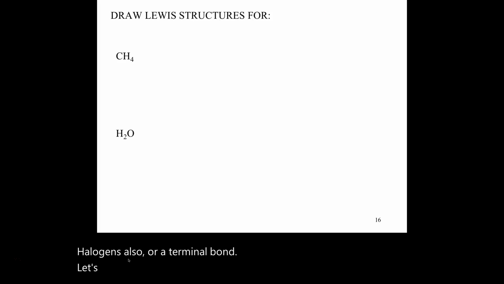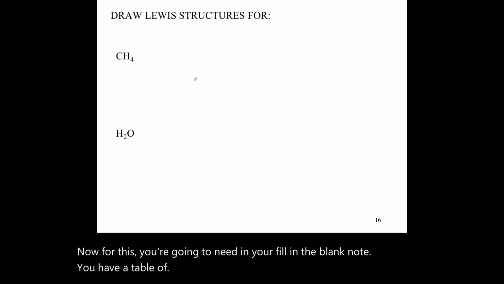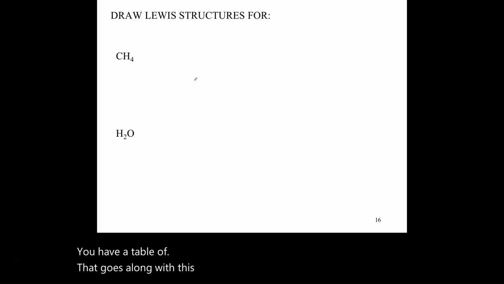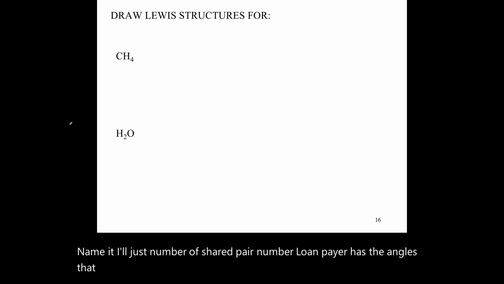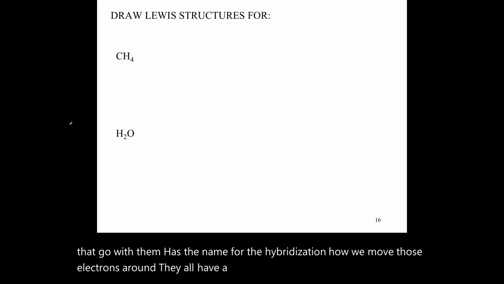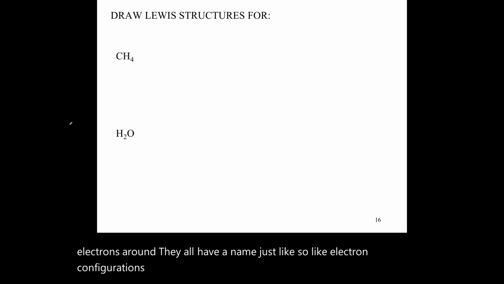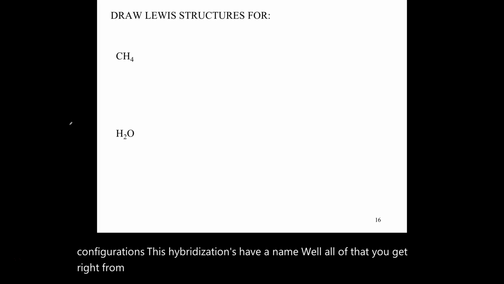So, let's try a couple of these. Now, for this, you're going to need, in your fill-in-the-blank notes, a table that goes along with this. It's up in the notes, a couple of pages in. It's the VSEPR table. It has the names of the geometries, the number of shared pair, the number of lone pair, the angles that go with them, and the name for the hybridization, how we move those electrons around. They all have a name, just like electron configurations, these hybridizations have a name. All of that you get right from reading that table.